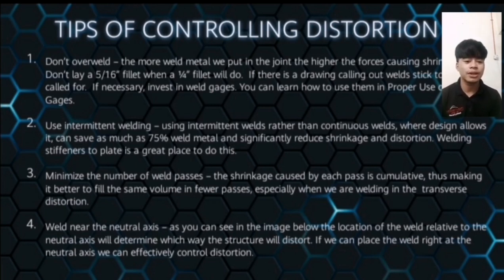Number four, weld near the neutral axis. As you can see in the image below, the location of the weld relative to the neutral axis will determine which way the structure will distort. If we can place the weld right at the neutral axis, we can effectively control distortion.